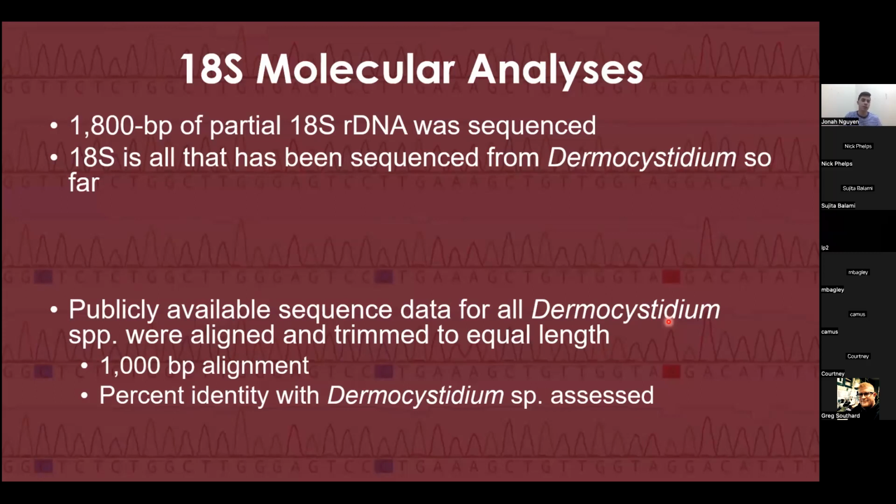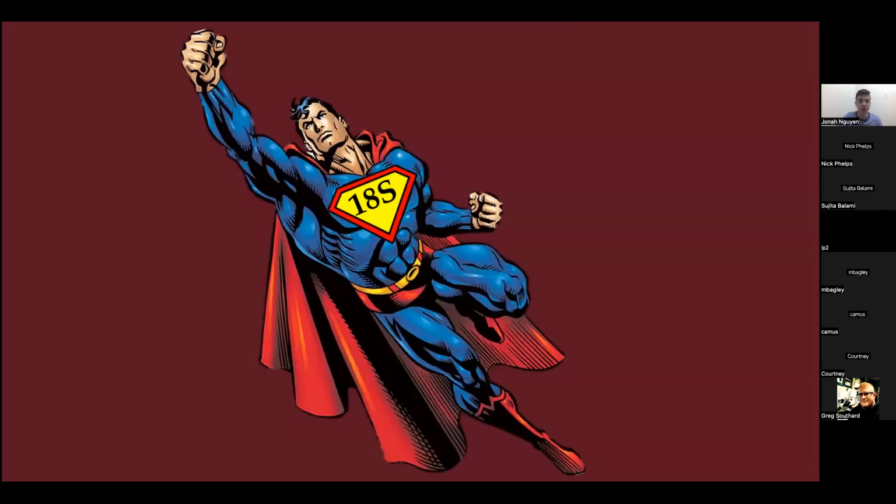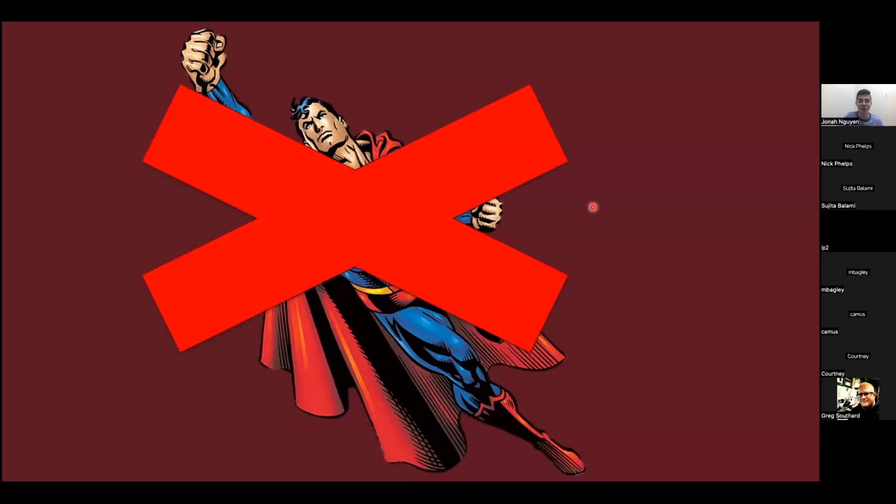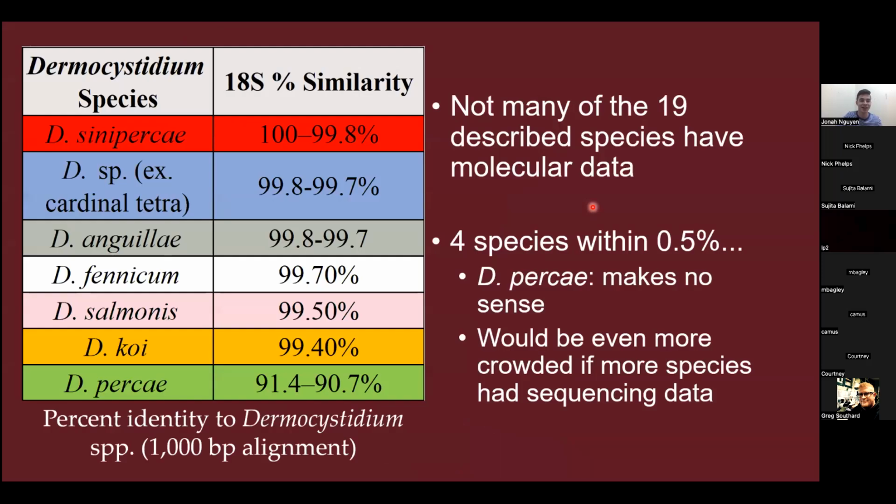So then I just got all the publicly available sequence data for Dermocystidium, aligned them and trimmed them to equal length, which resulted in a 1,000 base pair alignment. And then I was able to assess percent identity with my Dermocystidium species. So you might be thinking now, 18S man, he comes, saves the day, it's amazing. Well, no, this is kind of like when you wish Superman wouldn't have showed up because he just ends up destroying the entire city that he was trying to save. It's kind of like that.